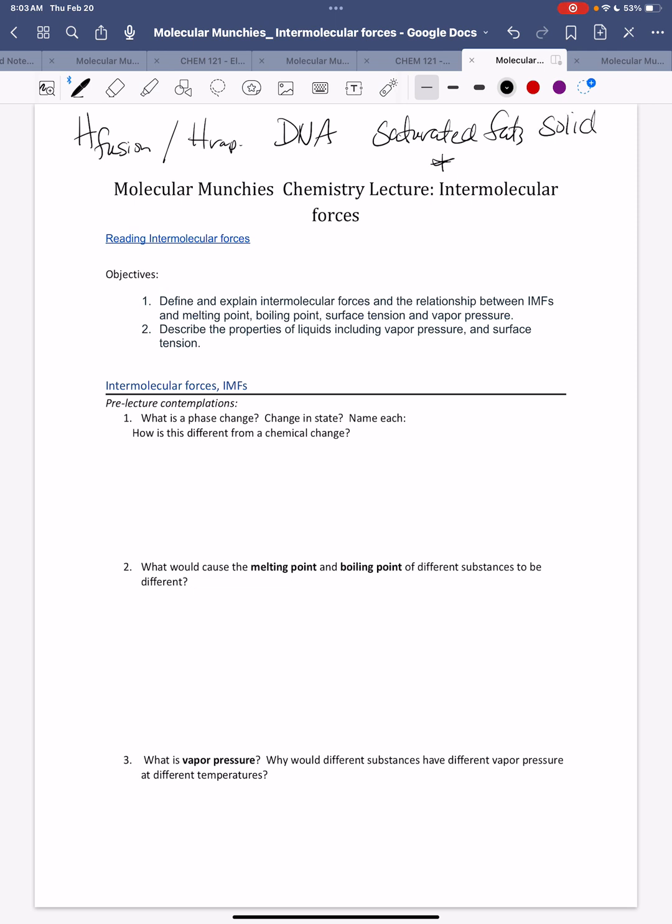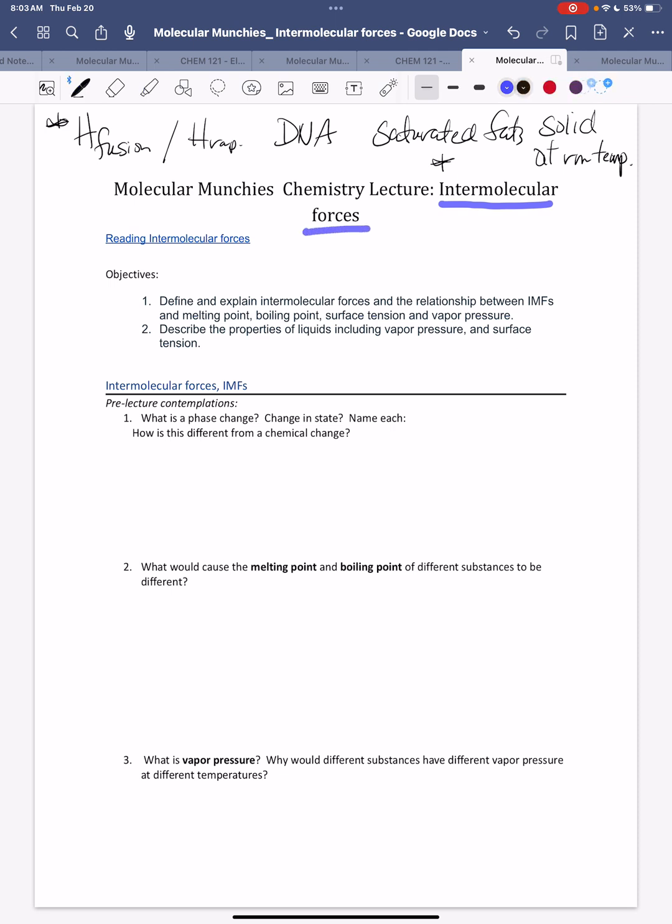So we have this chemical concept of how these particles are sticky. Saturated fats are solid at room temperature. All of these concepts right here can be described and explained in a chemical way when we talk about this thing called intermolecular forces.